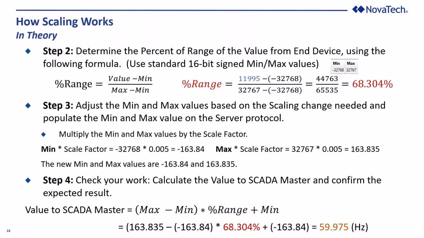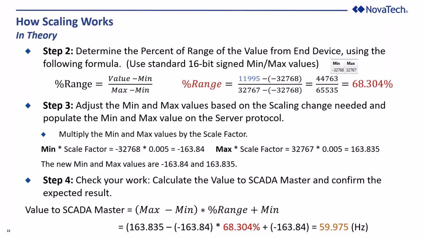So to determine the percent range, you're going to take whatever value is being inputted from your IED, subtract the minimum range, and divide by the maximum minus the minimum. So in the frequency example, the integer coming in is 11,995, and we were on a scale of negative 32,768 to 32,767. So performing that simple mathematical calculation, that 11,995 on a scale from negative 32,768 to 32,767, we're about 68.3% to full scale. So we'll take that number and hold on to that.